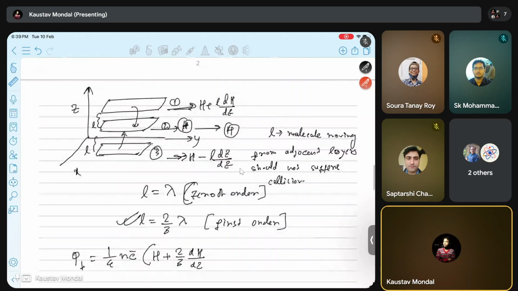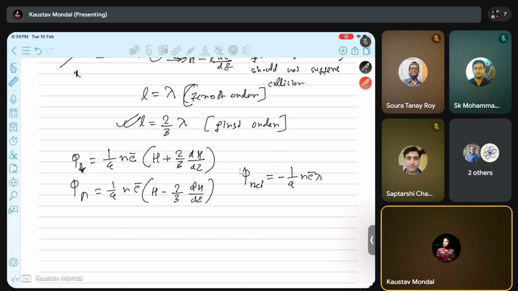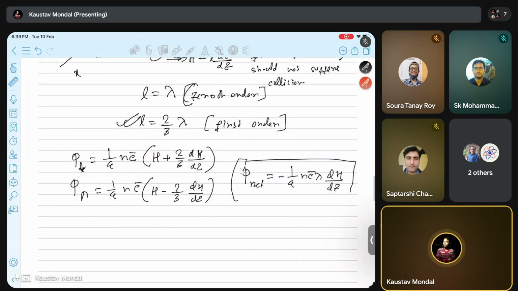Like the particles moving downward, phi downward, and phi upward is 1/4 n c bar into H minus 2/3 lambda dH/dz. Now from this you can calculate the net flux, that is minus 1/3 n c bar lambda dH/dz. So this is kind of a general expression.